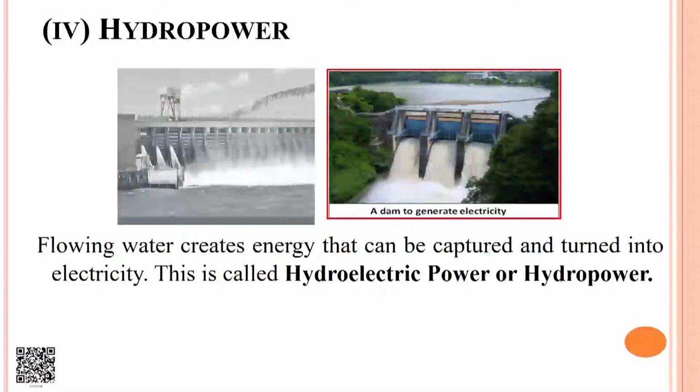So, next we will talk about hydroelectric power or hydropower. Hydro means water. So, flowing water creates energy that can be captured and turned into electricity. That is why we call this hydroelectric power or hydropower. Hydro energy from water is also a renewable source, and hydropower is the energy which is produced by the action of falling water, turning a water wheel, propeller or turbine.